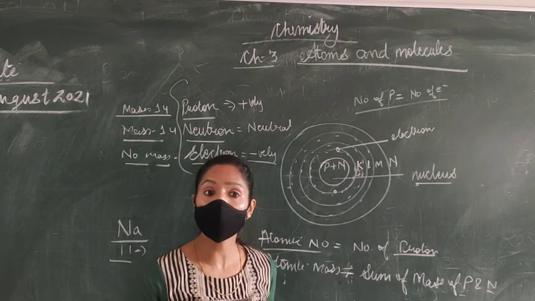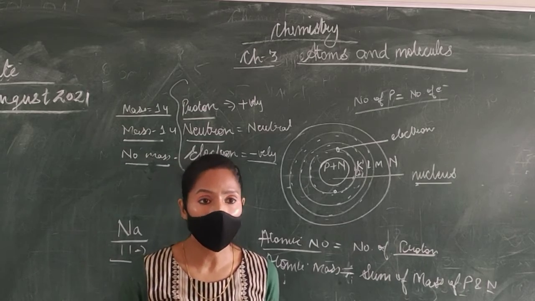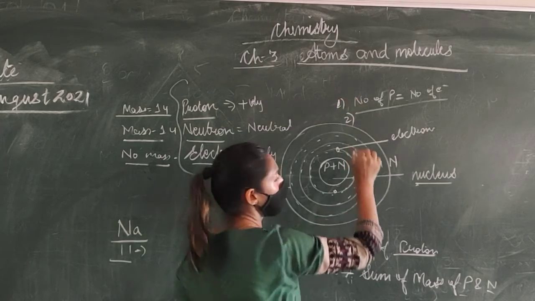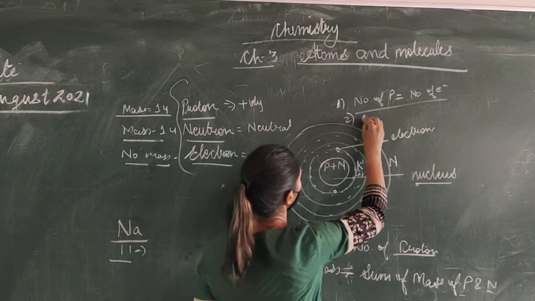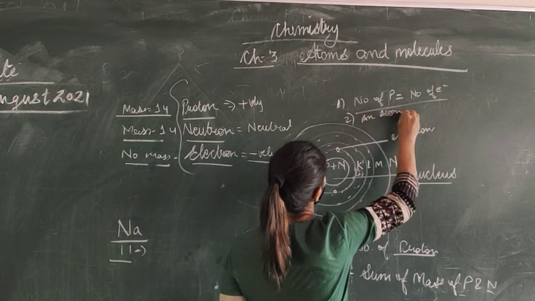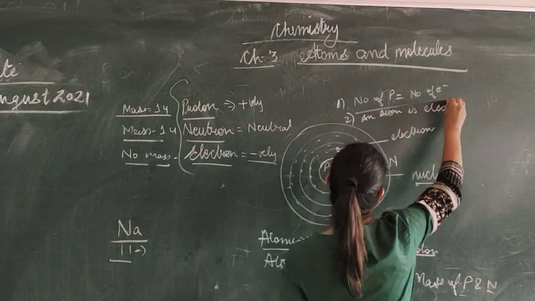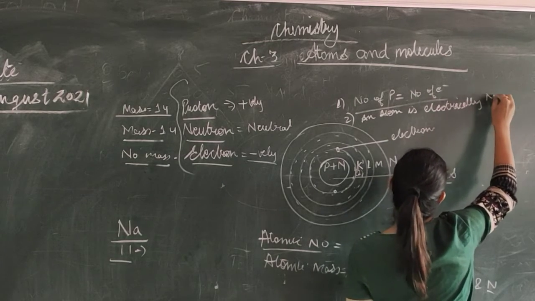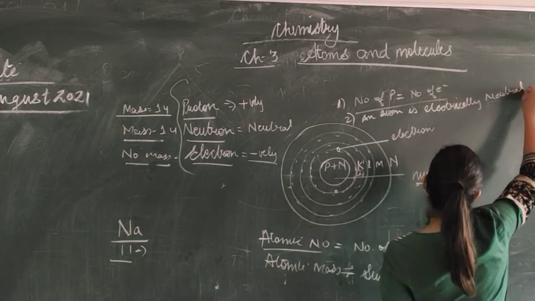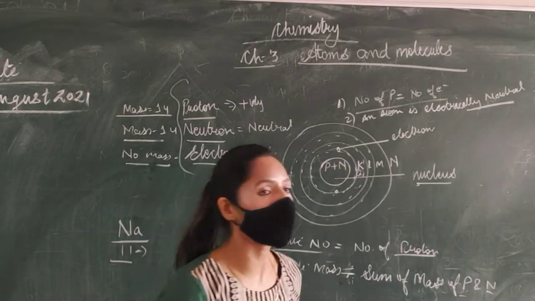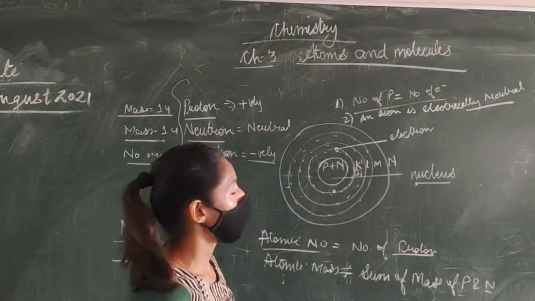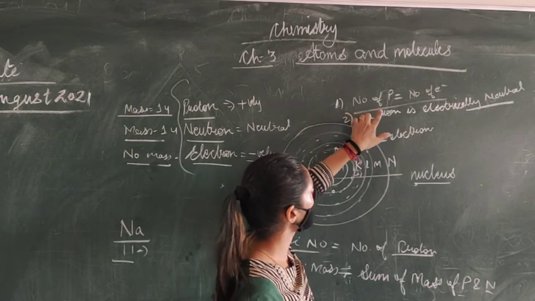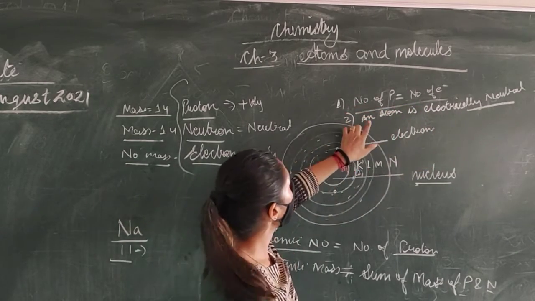An atom has an equal number of protons and electrons. Number one, and number two, an atom is electrically neutral. These things you have to keep in mind. An atom has an equal number of protons and electrons. An atom is electrically neutral.